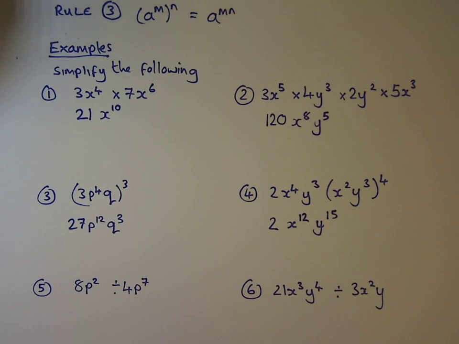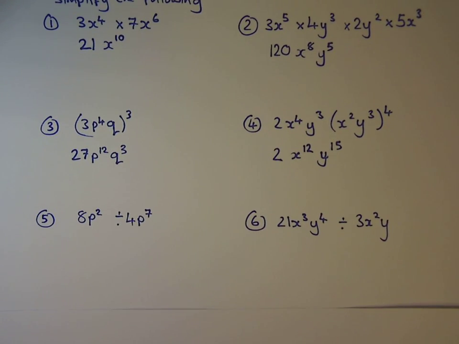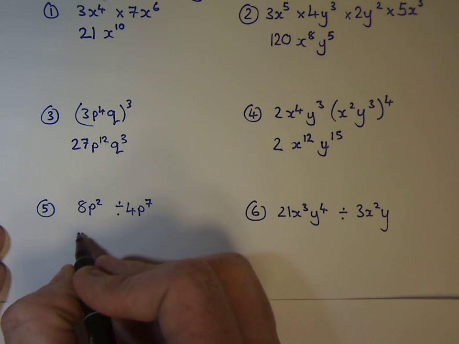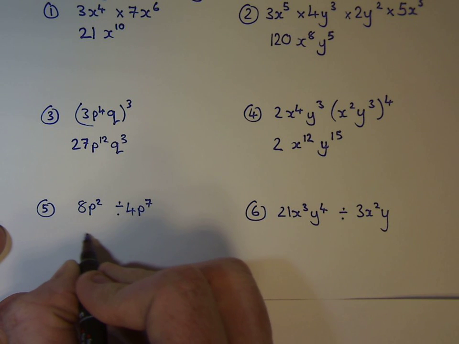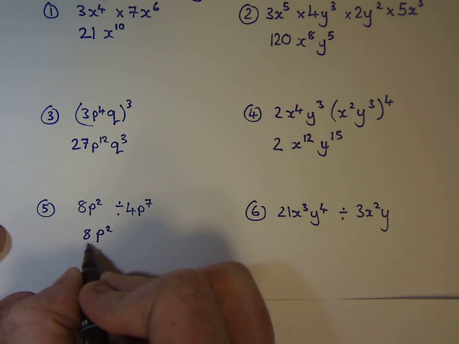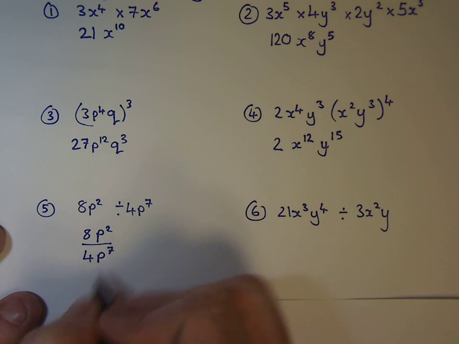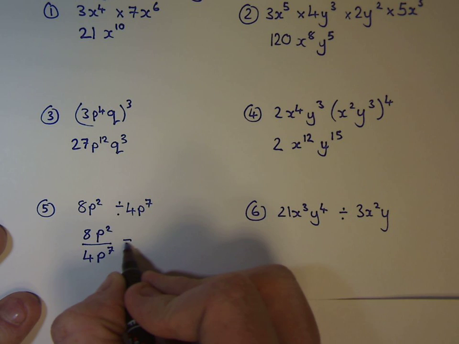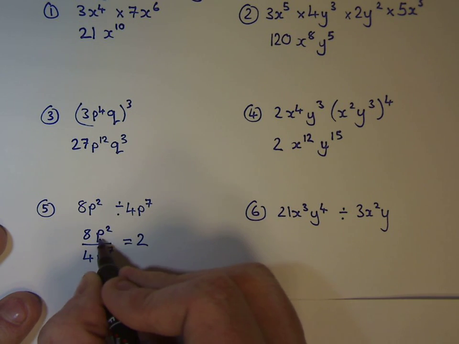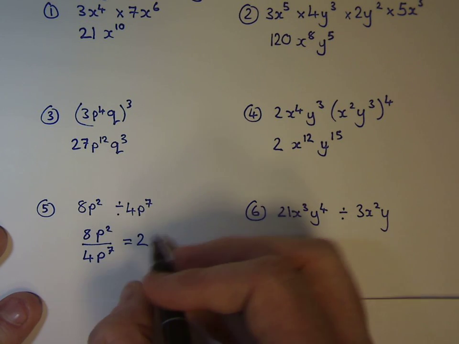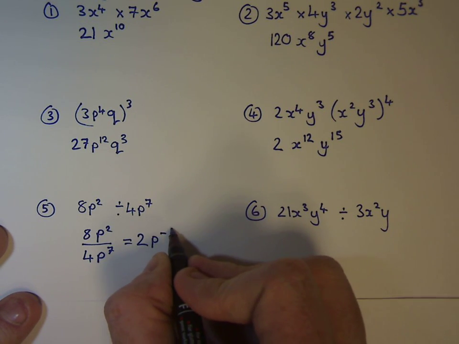Okay, and our final two examples in this section. We've got 8p squared divided by 4p to the 7. First of all, I would think it's easier to write that in this form. Then deal with the numbers. 8 divided by 4 is 2. Then deal with the p's. We've got p squared over p to the 7. We have to take away the powers, so we get p to the minus 5.